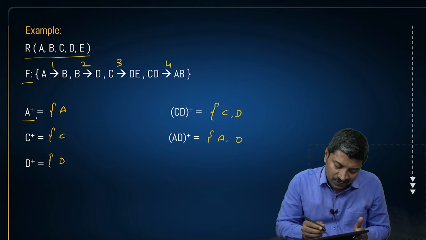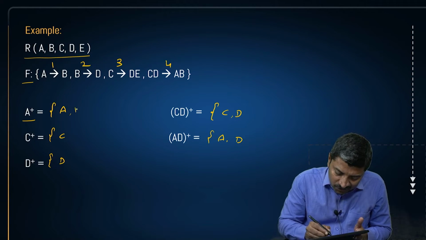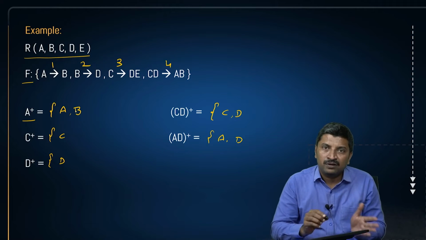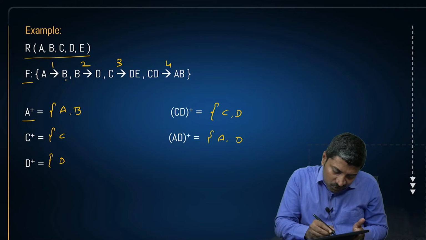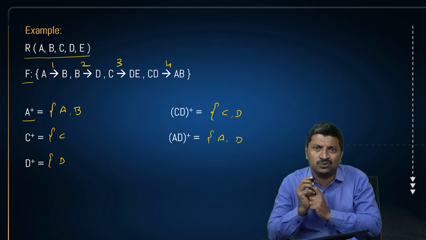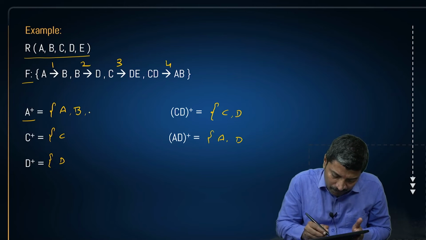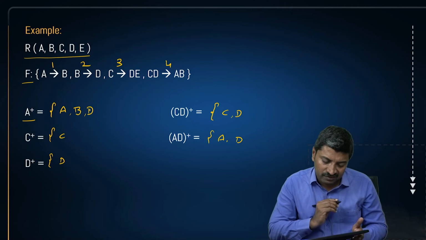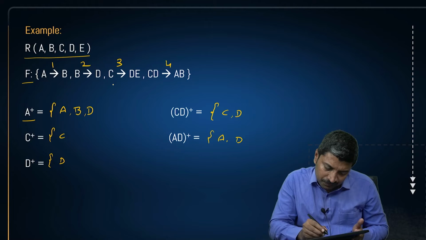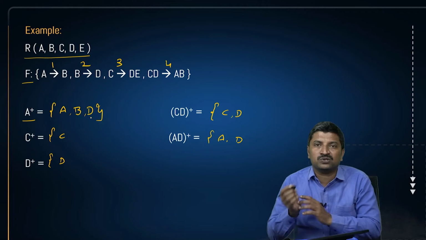Coming to A plus, by the first functional dependency, A gives B. A gives B, B gives D. That means A gives D, which is the transitivity rule. Those rules we will see in the next session. So B also we can find. Anything else? C, CD? No, I think we don't have anything. So this is the closure of A.